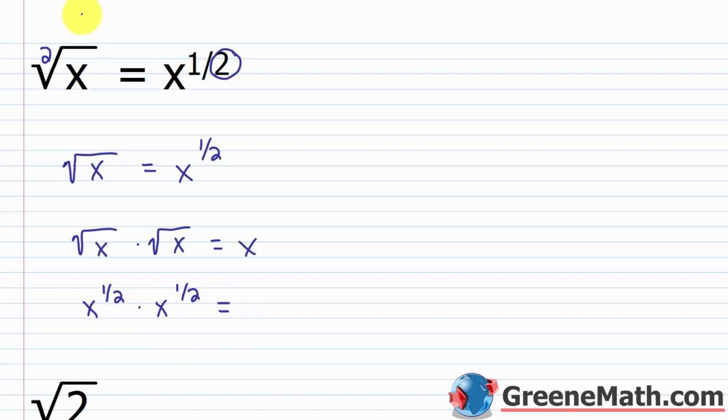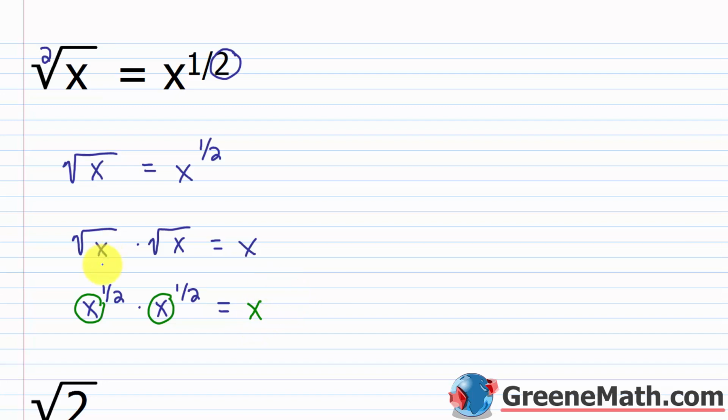Well, I would use my product rule for exponents. The base is the same. I have x, I have x. So I'm going to put an x here, and then I'm going to add my exponents. So I have a 1/2 plus another 1/2. What's that going to give me? I know that the denominator there is a 2 in each case, so I have a common denominator already. So I just need to add the numerators. 1 plus 1 is 2. If I had 2 over 2, it would just be 1. So this is x to the first power, or just x.